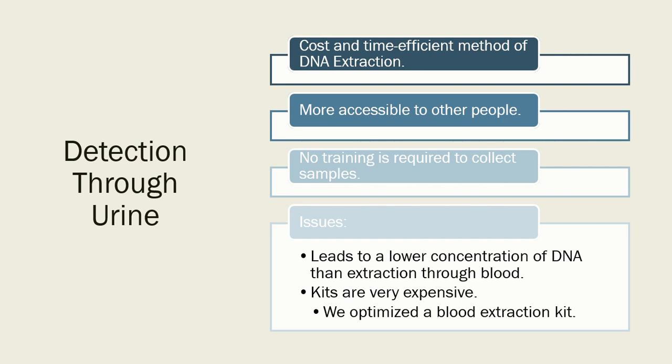The last method is detection through urine. This is when urine is examined for the DNA of the parasite. This method is cost and time efficient. It is more accessible to other people, and no training is required to collect the samples.